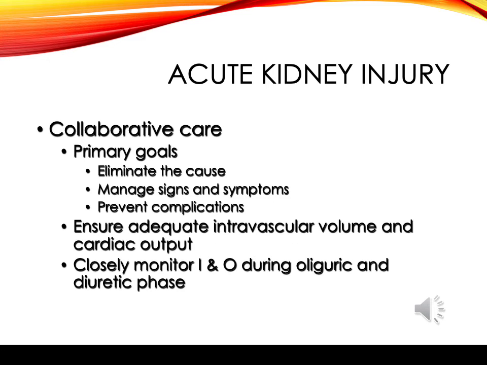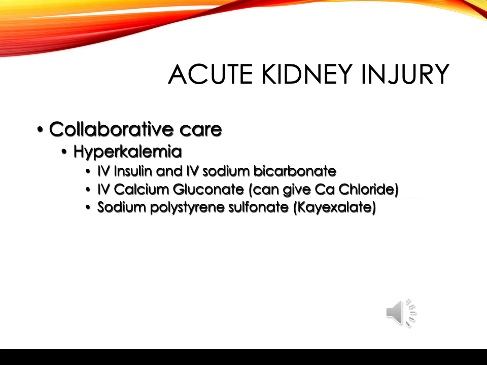So for collaborative care, the primary goal is to eliminate the cause of the acute kidney injury, manage the signs and symptoms, and prevent complications that can occur from an acute kidney injury. We need to ensure adequate intravascular volume and cardiac output, and we need to closely monitor the patient's intake and output and daily weights during both the oliguric and diuretic phases.